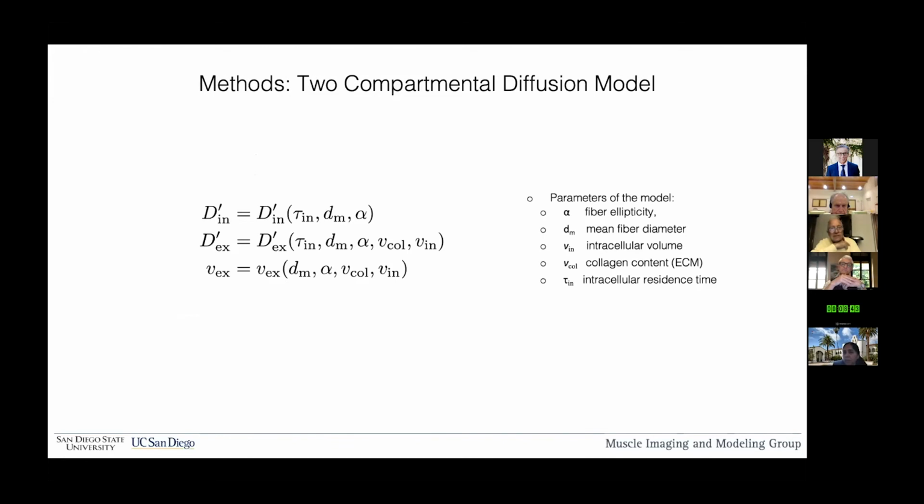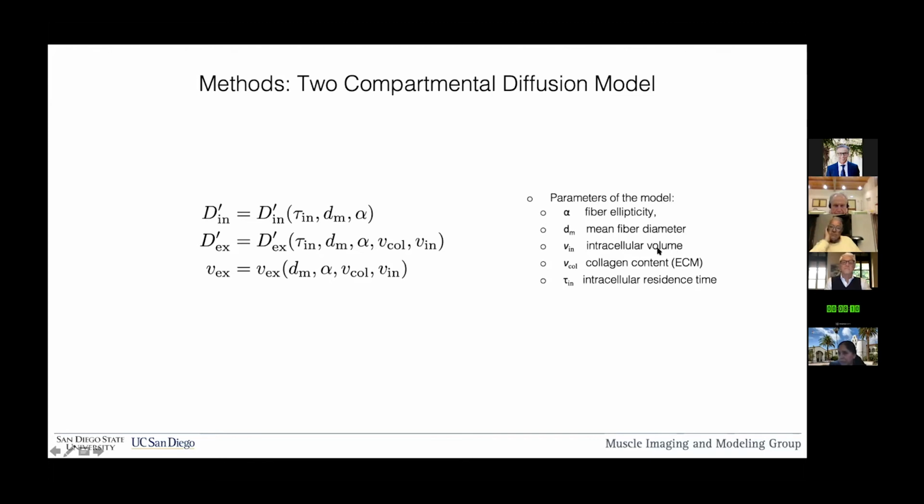So the first model essentially is two compartmental. That means it proposes the diffusion as the total diffusion that we measure as the diffusion in the intracellular region and the extracellular region. And the parameters, in addition, this parameter had something that was interesting to us, the fiber ellipticity. So is the fiber in cross section circular or is it elliptical, meaning it has an elliptical cross section. And the other parameter fit was mean fiber diameter, intracellular volume.